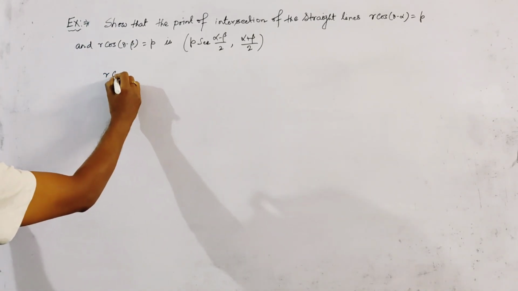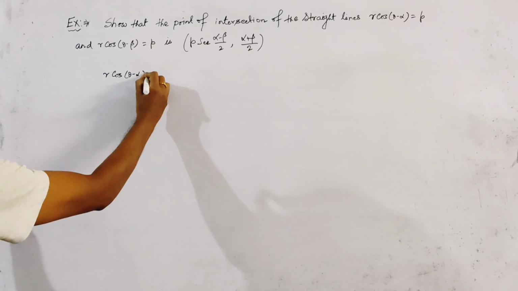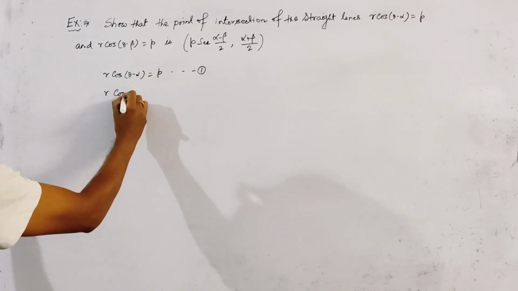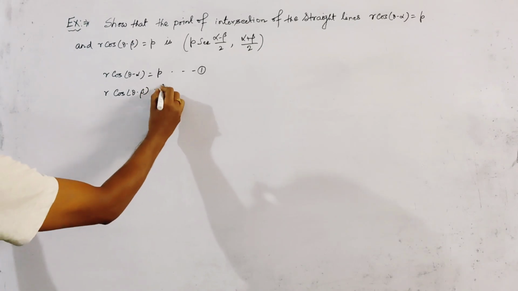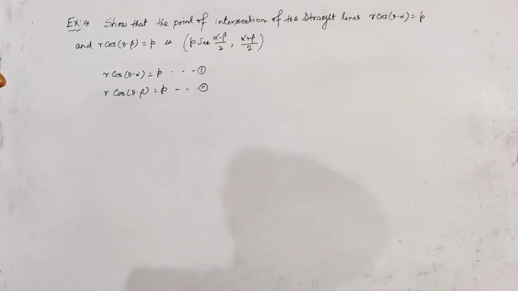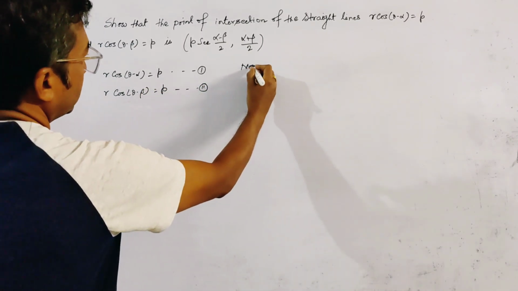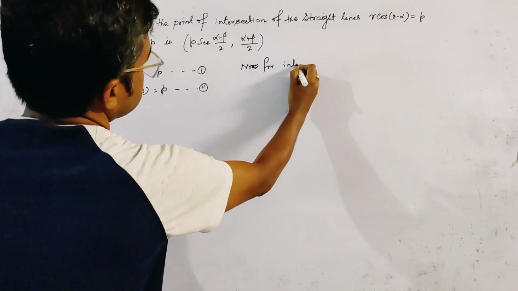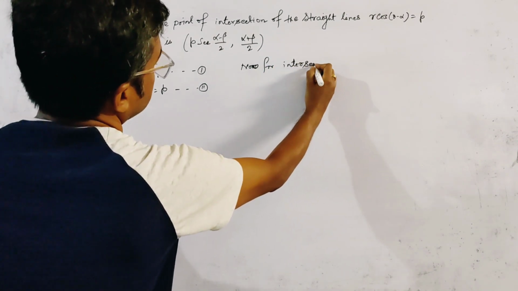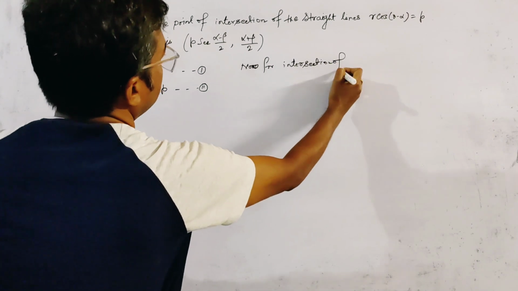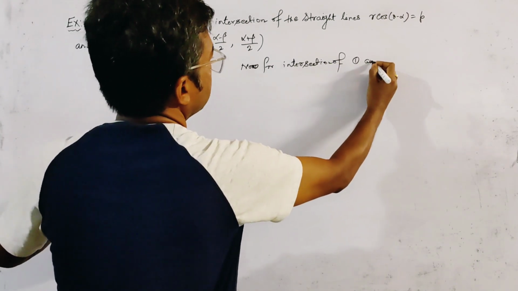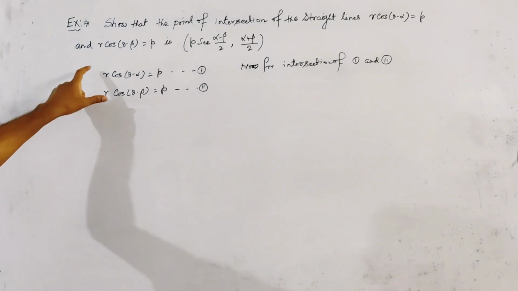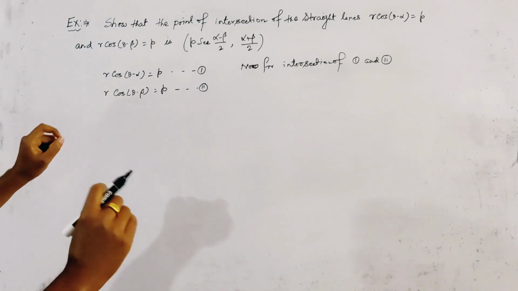We first write the two straight lines: r cos(θ − α) = p, this is 1, and r cos(θ − β) = p, this is 2. Now, for the intersection of 1 and 2, we must have the two values of r from these equations equal.